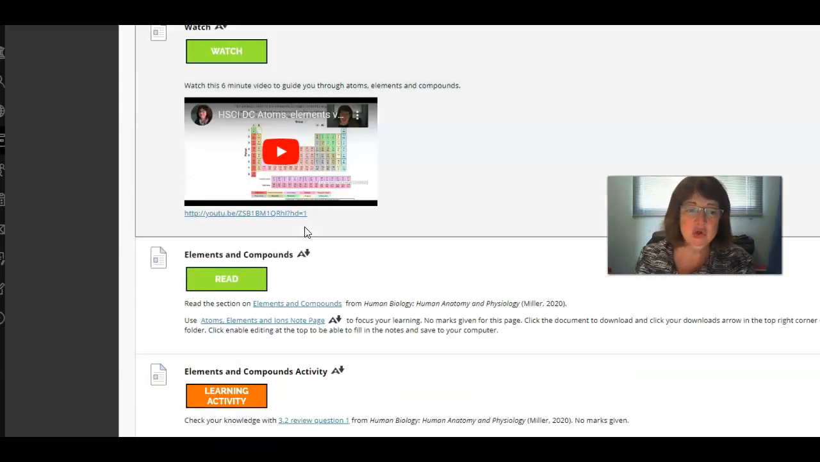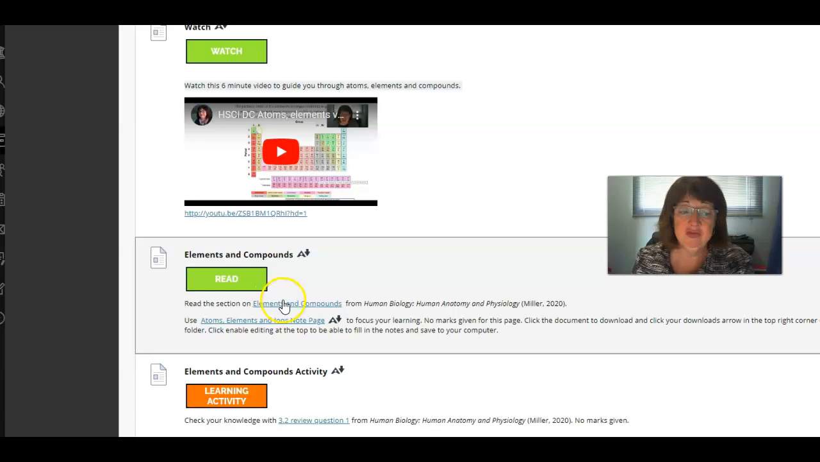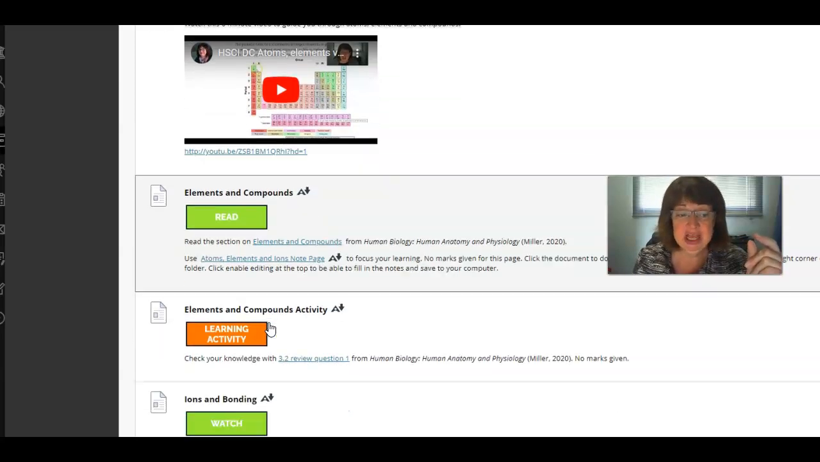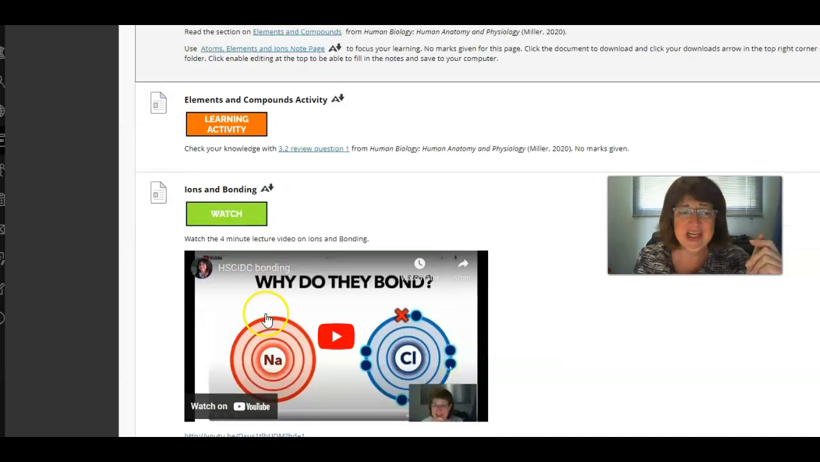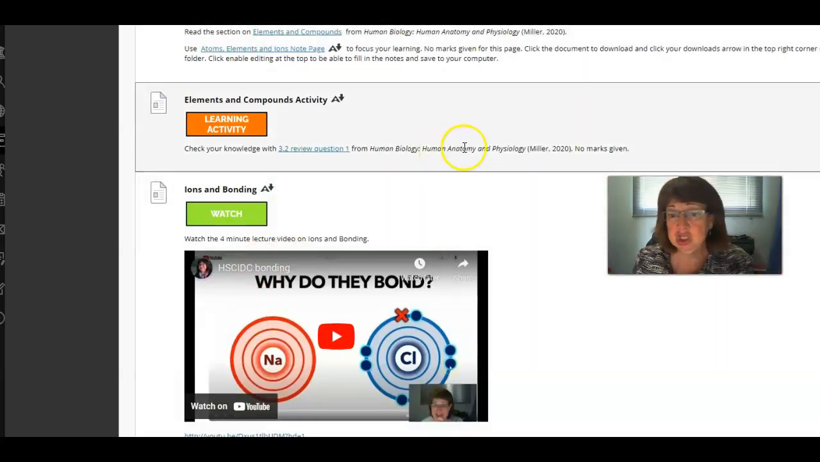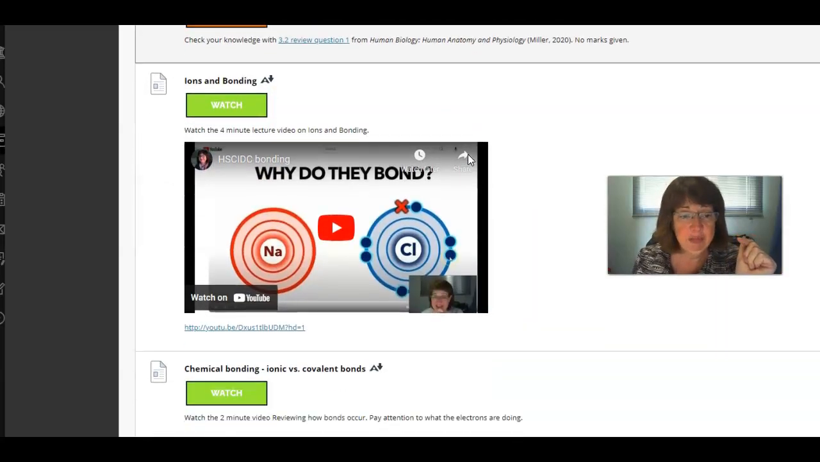So as you scroll down and start looking at topic B, I have a video where I walk you through the information presented in the textbook. And again, here are the textbook pages, and here is the note page to capture the key points. Then there's an activity here where you do some textbook questions. No marks are given for that part.